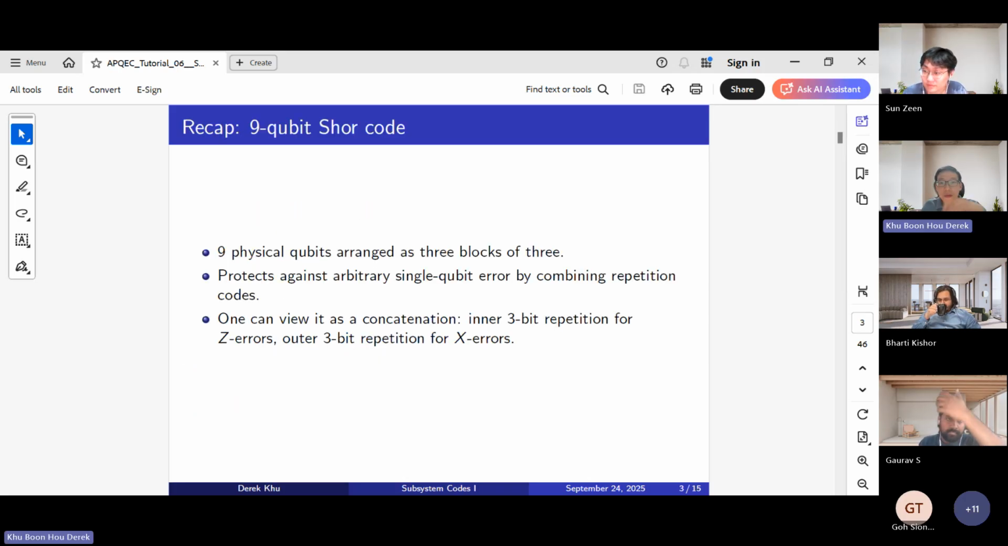Okay, so the 9-qubit Shor code. This is the code where we have 9 physical qubits, which are arranged in 3 blocks of 3. So it's a concatenated code where the inner 3-bit repetition code protects against Z errors, and the outer 3-bit repetition code protects against X errors. In total, they protect against any arbitrary single qubit error by combining these repetition codes in the concatenated fashion.